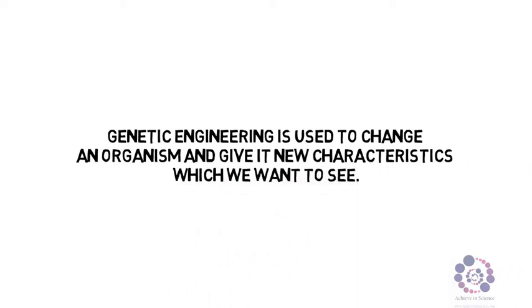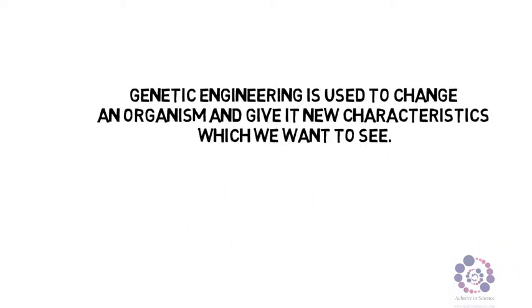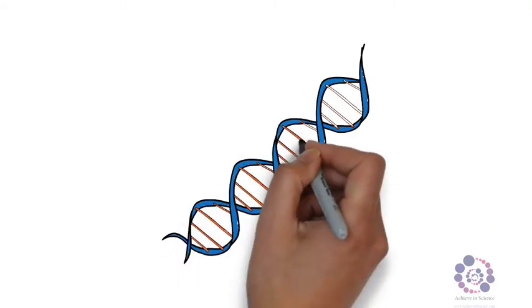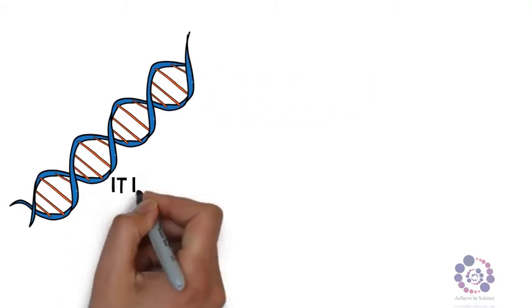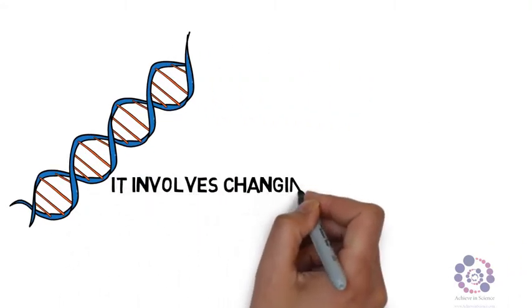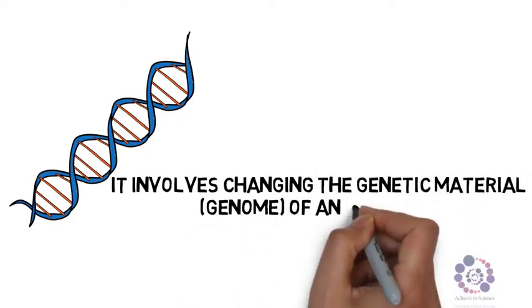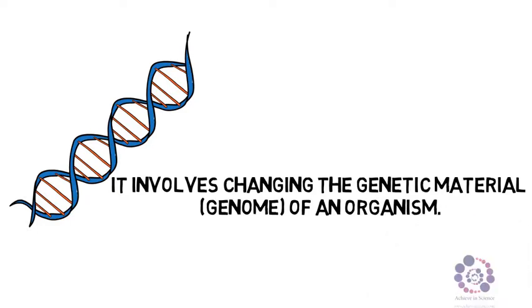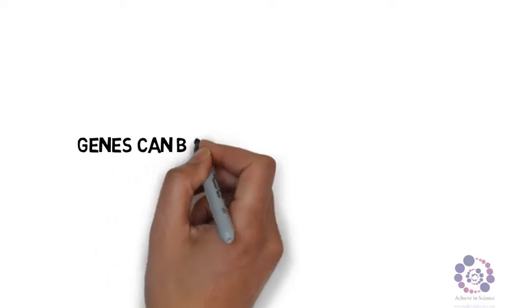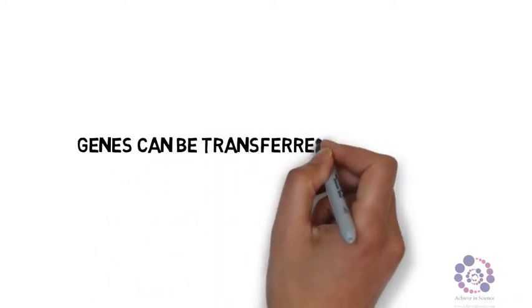So in order to do this, we need to look at DNA. Therefore, it involves changing the genetic material, which is referred to as the genome of an organism. Now what can happen is genes can be transferred into both animals and into plants.